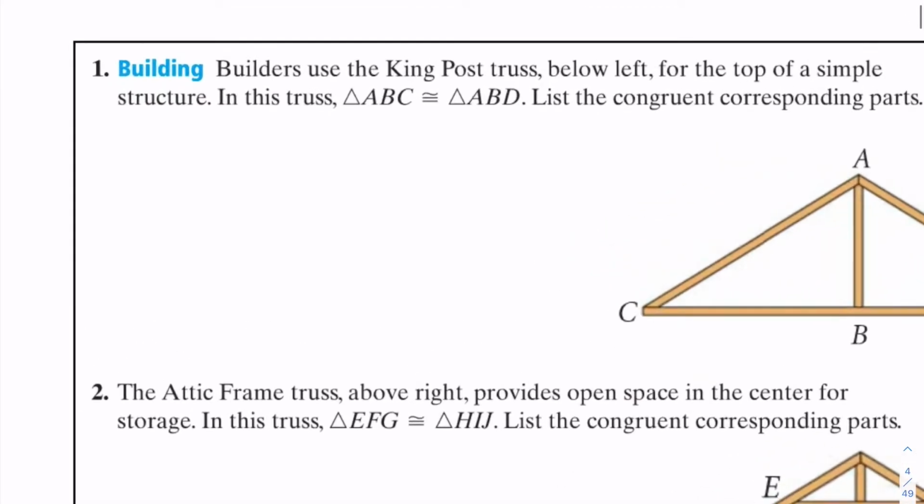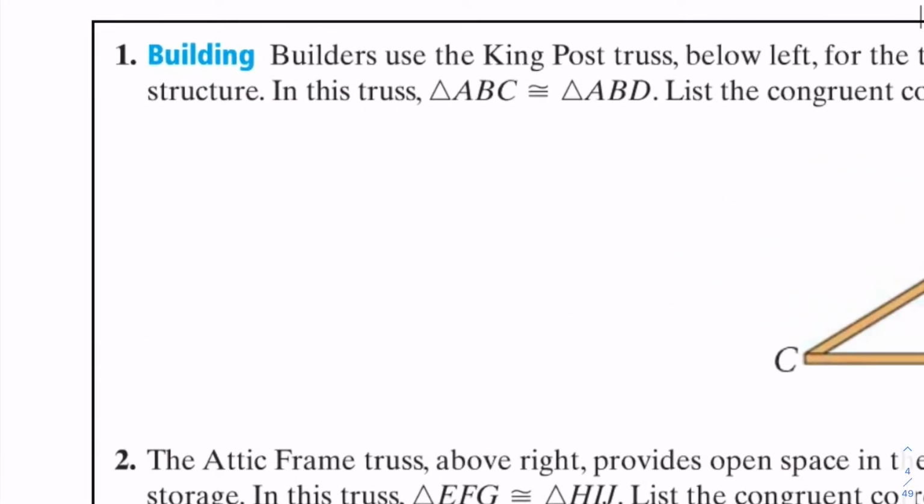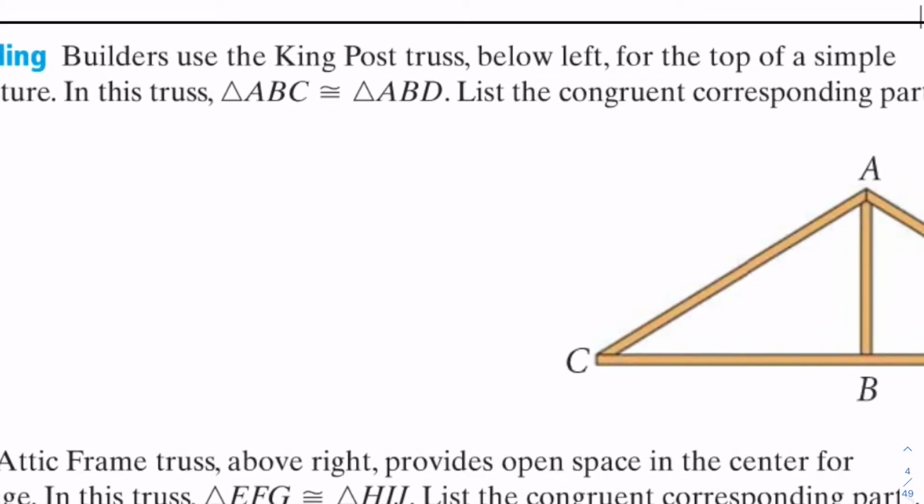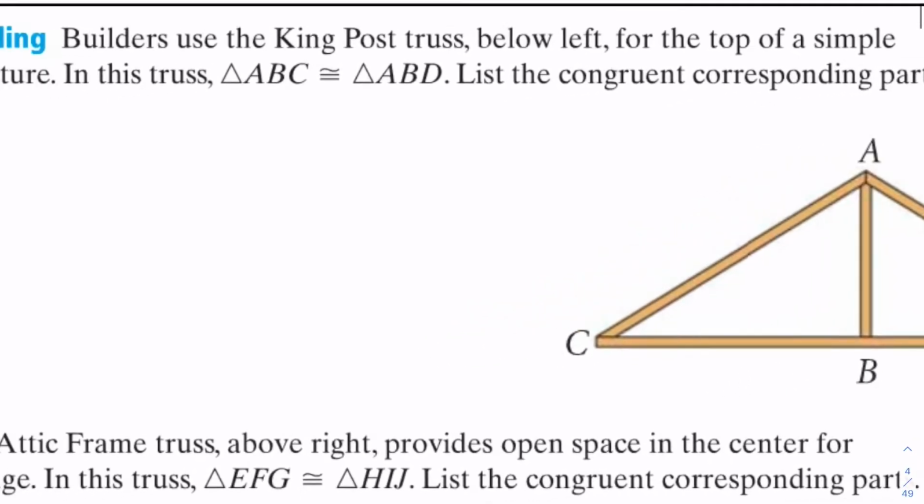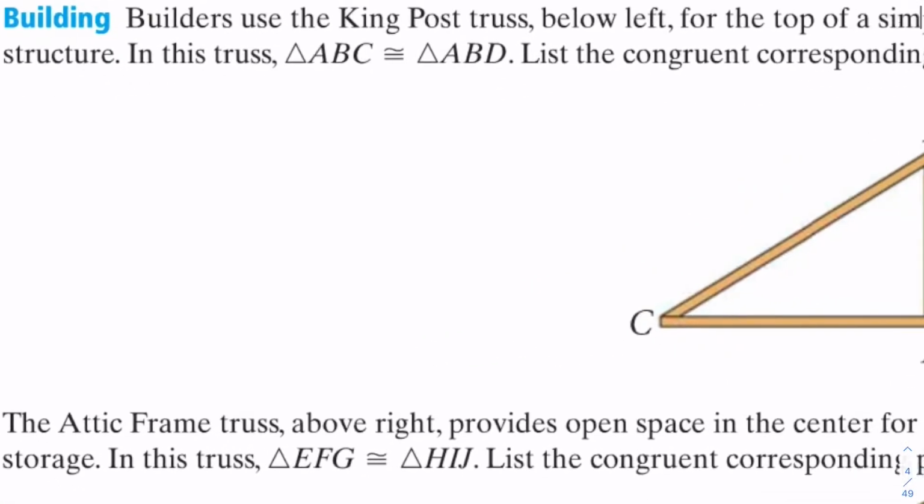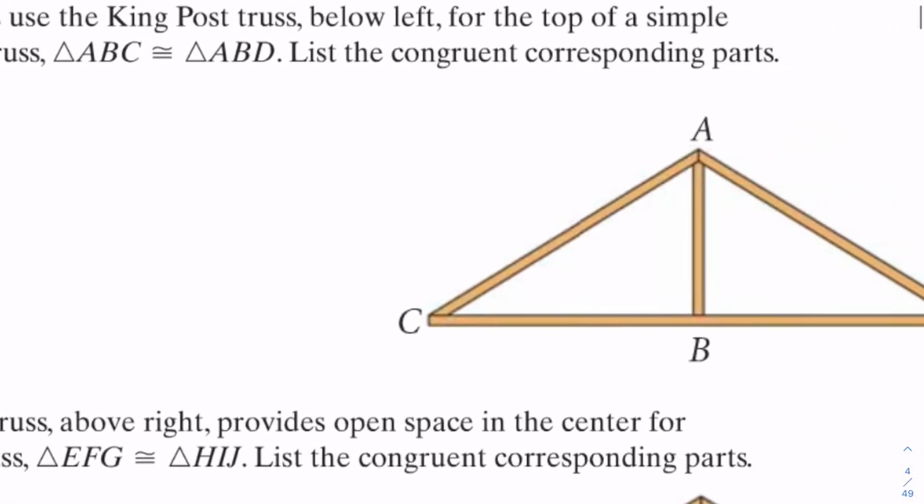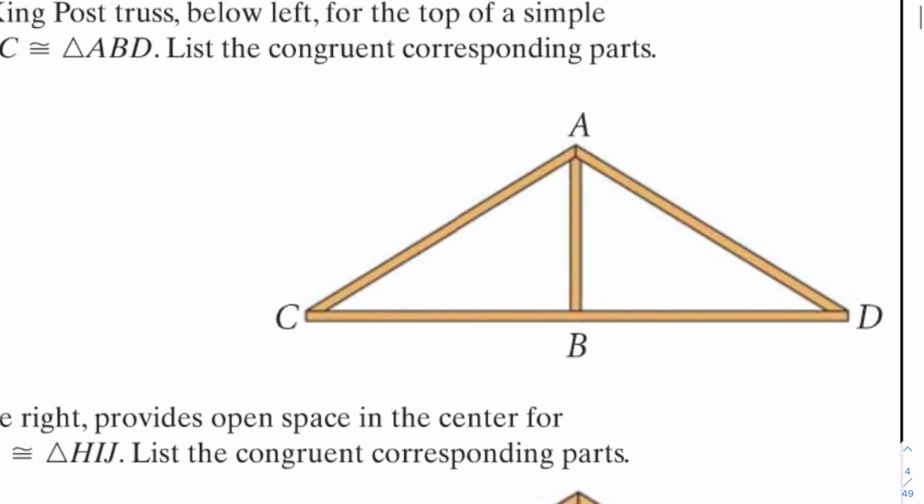All right, so these are actually problems 1 and 2 within your textbook, but I incorporated them here because I just want a little extra practice. So builders use king post truss below, well, it's really to the right, for the top of a simple structure. In this truss, triangle ABC is congruent to triangle ABD.